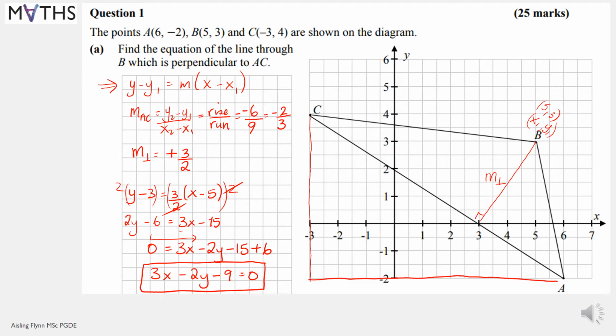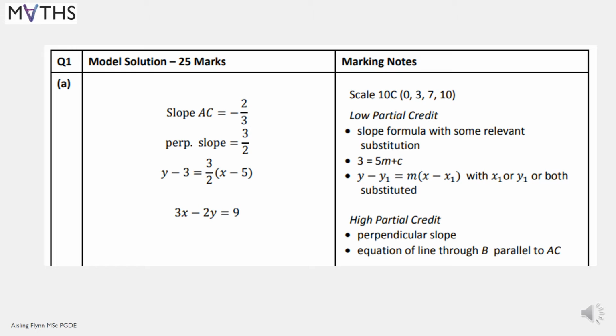Let's check the marking scheme. Okay, so presented slightly different. So we got our slope of AC, we got the perpendicular slope, we substituted correctly, and we had ours with the -9 equal to 0, which is correct. Okay, 10 marks going for that. A low partial credit, you can get 3 out of 10 if you had your slope formula and did some correct substitution. Okay, if you wrote down your equation of a line formula and substituted for the x1 and the y1, you can get 7 out of 10 if you got the perpendicular slope correct, or if you used a parallel line, you got 7 out of 10 as well.